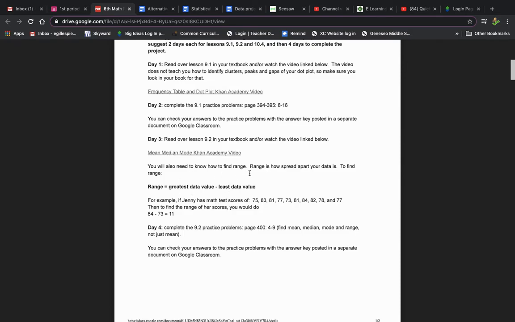It's just how far apart the data is. So just like your data, if you were to plot it on a number line, how many tick marks apart would it be? So all you have to do to find range, it's real easy. You just take the biggest number and subtract away the smallest number.